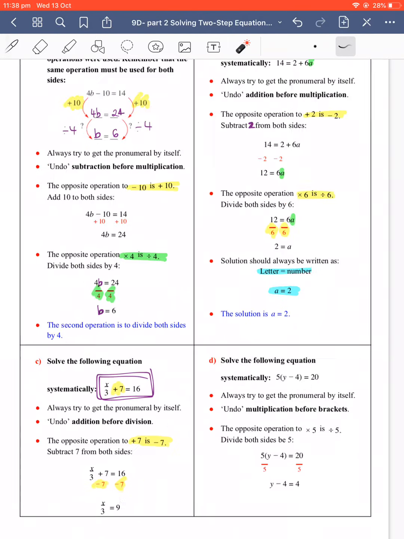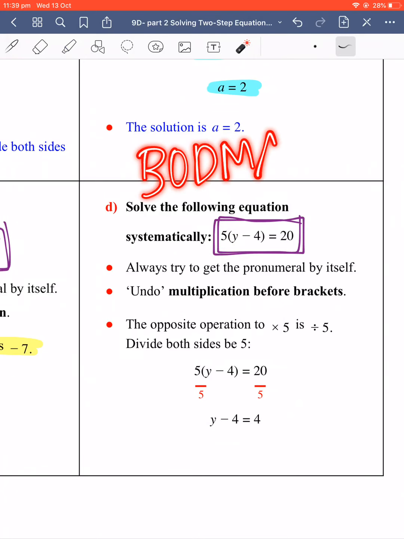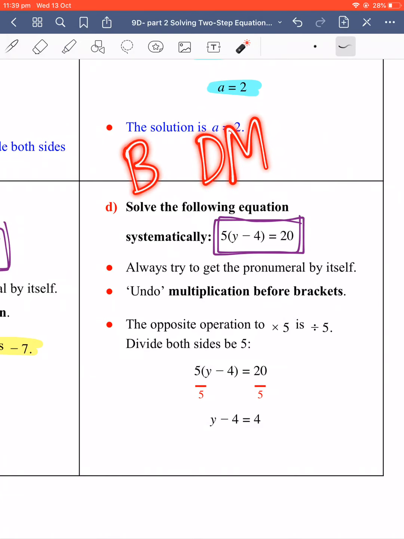Last example. So solve systematically this particular equation. So again, same exact process. We need to figure out what we need to do first. So in this one, I can see that the 5 outside here means it's multiplication, and we do that definitely before our brackets. So if I'm writing my BODMAS, if we're solving it, we're going this way. So starting off with our addition and subtraction, and then going to our division and multiplication, then going on to our powers or our orders, and then going on to our brackets last. So we undo the multiplication before the brackets.